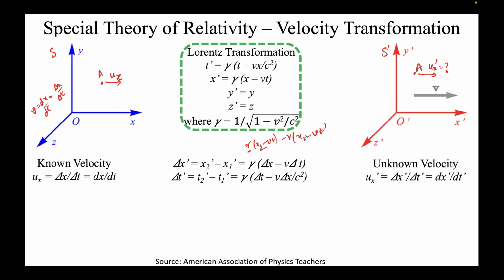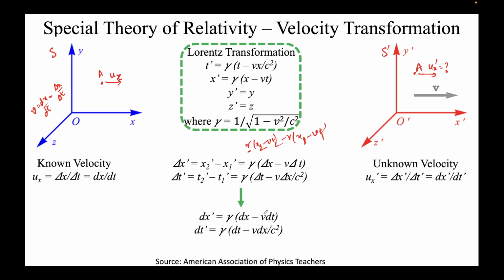minus v times (t2 minus t1), where this is t2 and this is t1. This is what we'll get. Similarly, delta t prime I am writing as t2 prime minus t1 prime, so it will be gamma times (delta t minus v delta x over c square). If delta x and delta t are infinitesimally small, then the deltas become differentials. The form changes, the rest all remains the same.